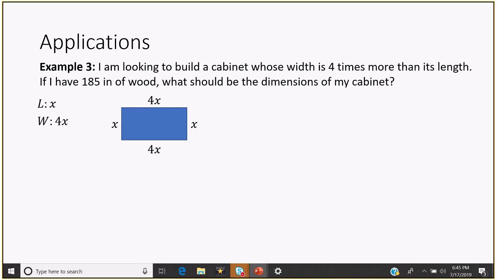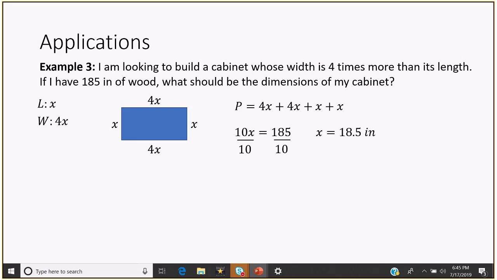So here's my cabinet that I'm going to make. I know that my length is x and my width is 4x. To find the perimeter of any shape, you just add the measurements of all of the sides. So P is equal to 4x plus 4x plus x plus x. I can combine like terms and I will get 10x, and then I replaced my P with 185, which was given in the question.